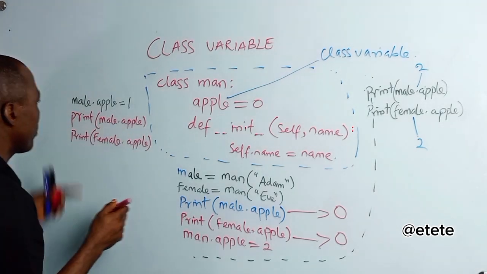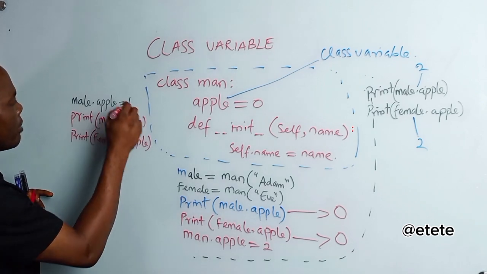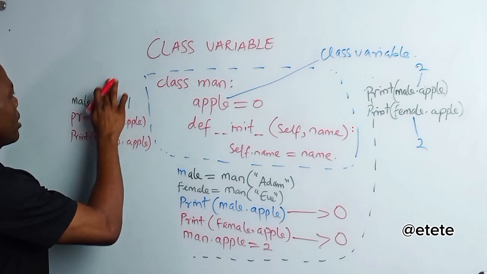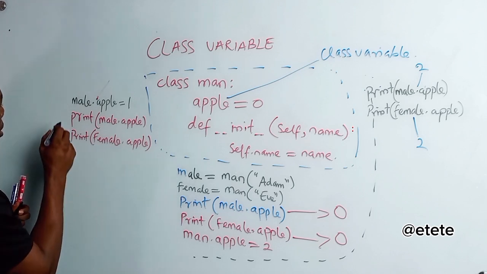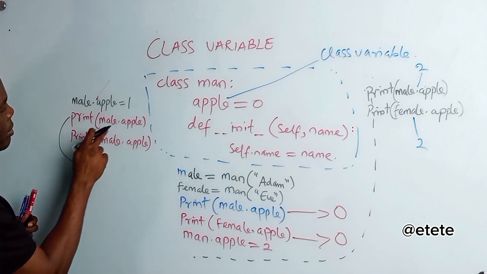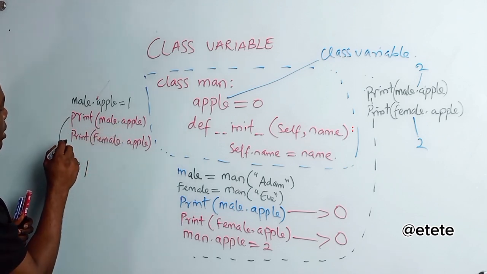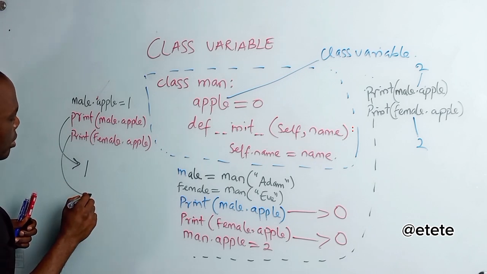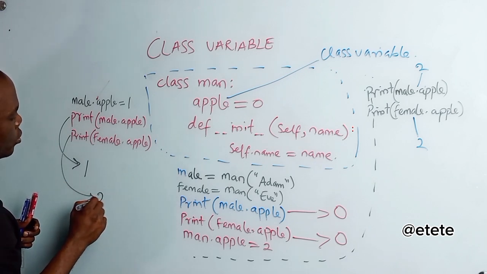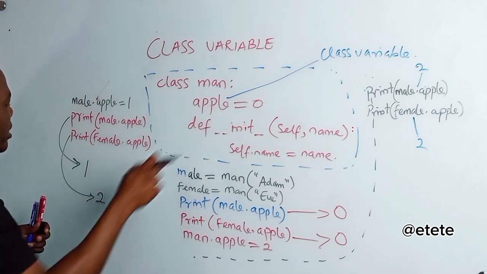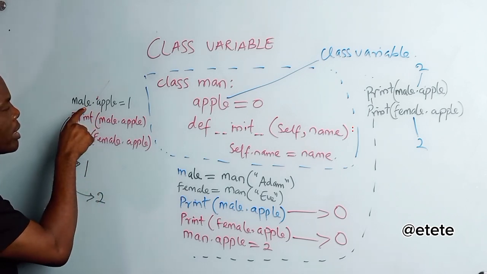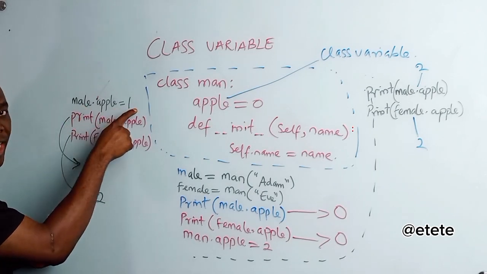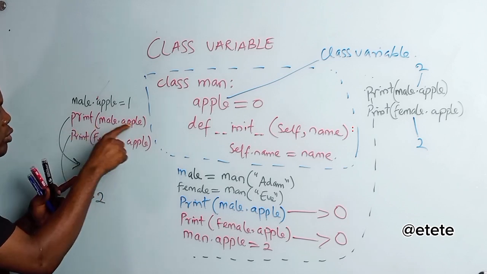So what will it print out? This one, male.apple, will give me 1, while this one will give me 2, right? Because I've actually changed it. So what it therefore means is that the moment I say male.apple and I change it, then I'm asking it to print it out.